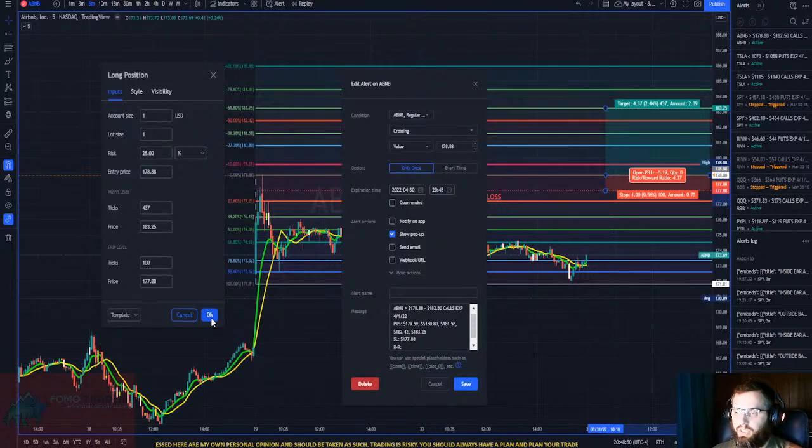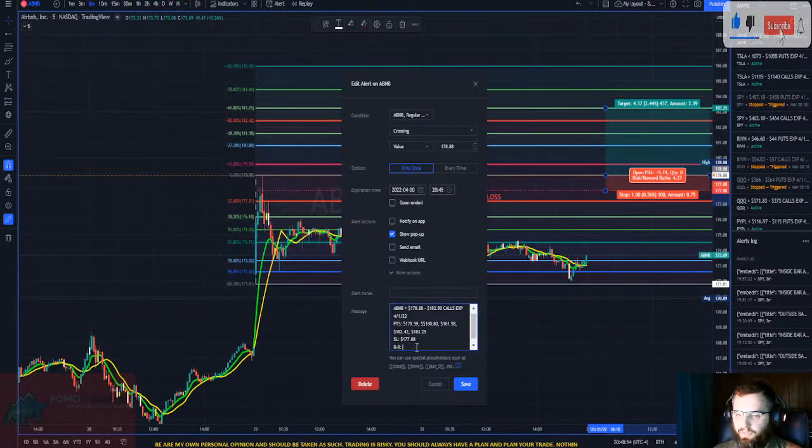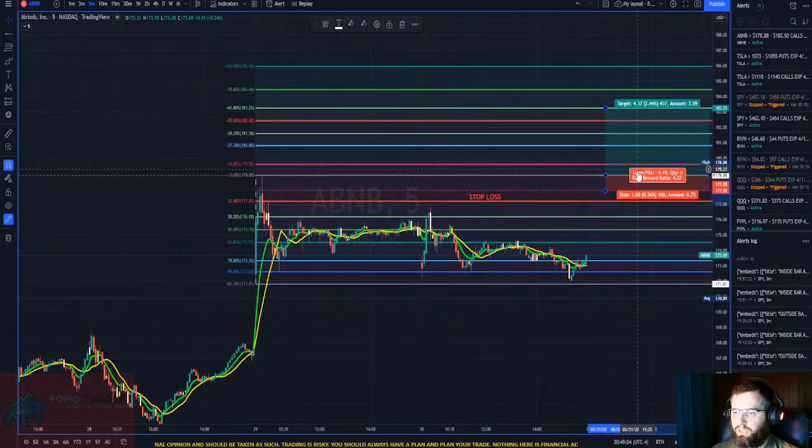You're risking a little bit to make a lot. Anytime you can make 4 times your investment, almost 4.5 times, that is a good trade. So 4.37 if final price target is hit. Now I'm going to save this alert, and the alert is set. So when the price breaks above 178.88, that alert is automatically going to pop up on my screen and tell me my trade plan.